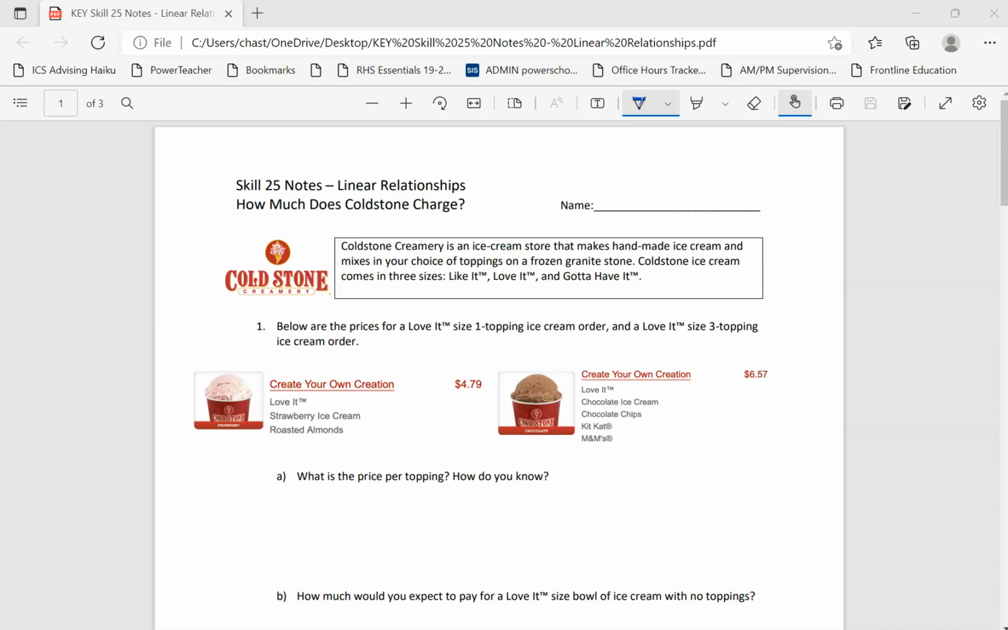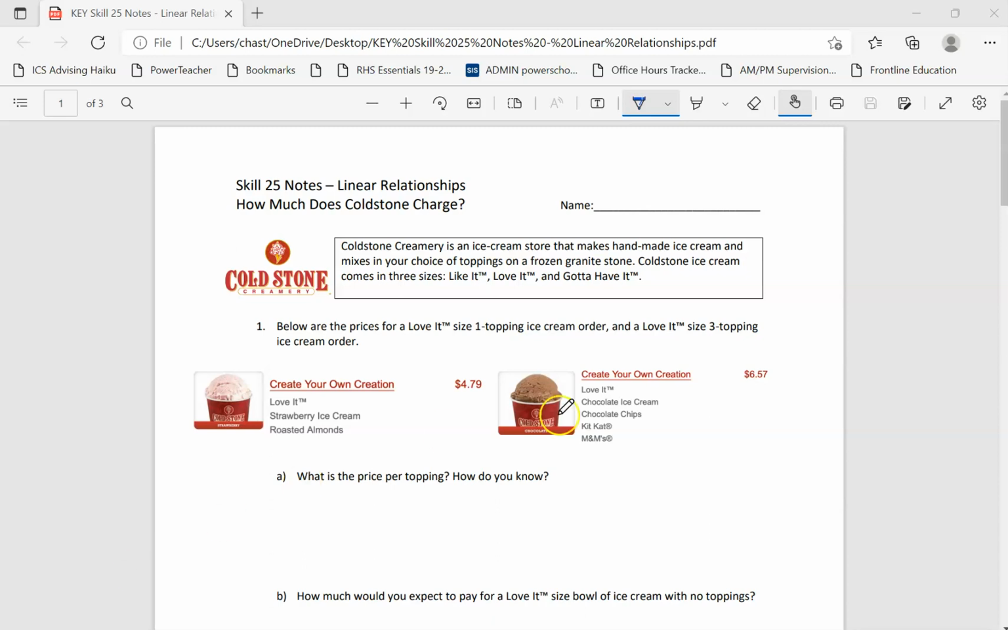We're going to talk today about linear relationships. To do this, we're going to do an investigation thinking about one of my favorite ice cream places, Cold Stone Creamery. Cold Stone Creamery is an ice cream store that makes handmade ice cream and mixes in your choice of toppings on a frozen granite stone. Cold Stone ice cream comes in 3 sizes. You've got the like it, the love it, and the gotta have it. And if you've ever been to Cold Stone, you know it's good stuff.